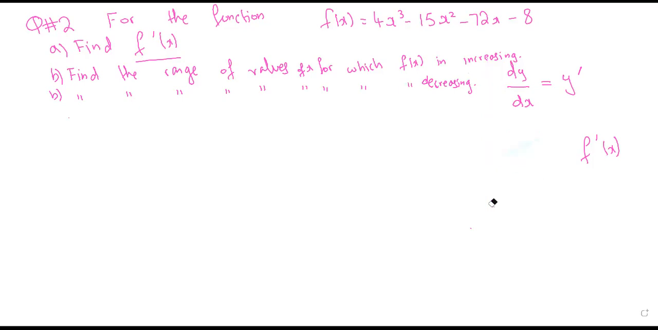Yes, what is the answer? F dash of x, please tell me. 12x squared minus 30x minus 72. Very good. So this would be the derivative. Yes, very good. Both of you, Haris, Ashal, and yes, Munja, excellent.